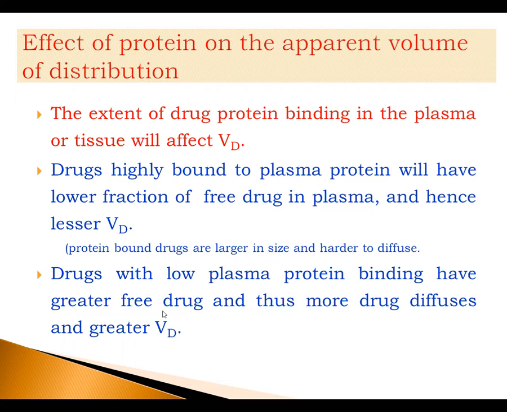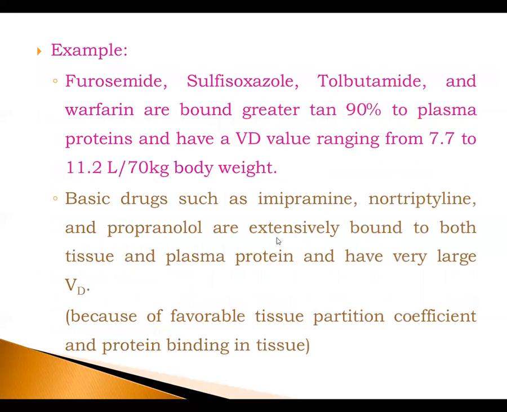Because the free drug presence is more, and this free drug can easily cross the capillary membrane, because of which it can easily reach the tissue, and that results in a greater volume of distribution. So with protein binding with respect to plasma protein, we got to know that the protein-bound drug forms a complex structure, and because of the greater size, it cannot cross the capillary membrane, because of which VD will decrease.